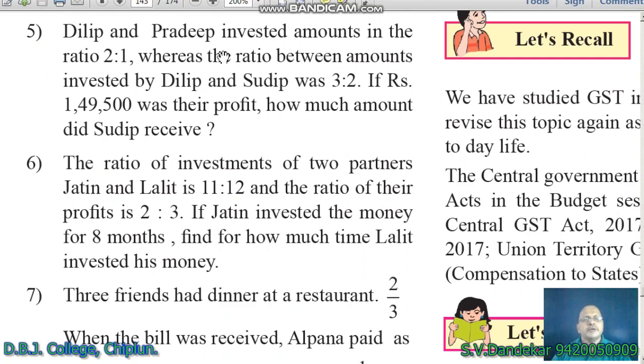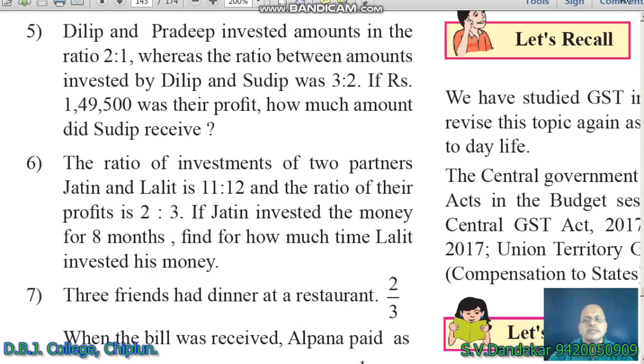Dilip and Pradeep invested amounts in the ratio 2 is to 1, whereas the ratio between amounts invested by Dilip and Sudip was 3 is to 2. If rupees 1,49,500 was their profit, how much amount did Sudip receive?